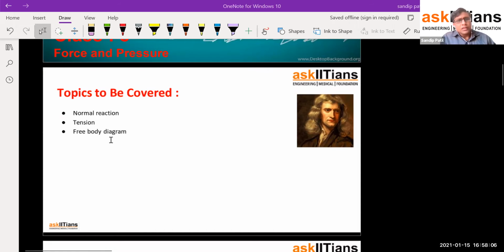Now when we say normal reaction or normal force, does anybody remember what normal force is? I drew the diagram something like this, and I call this the normal force. So let's see what normal force is. Consider a very simple example. Consider you are standing on the ground. Tell me which force is acting on you.